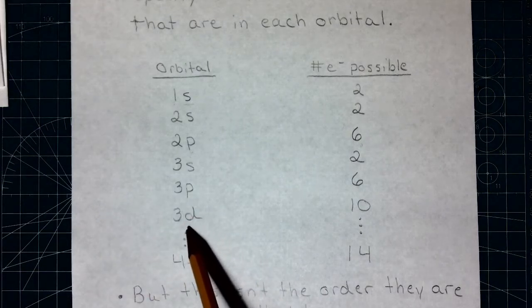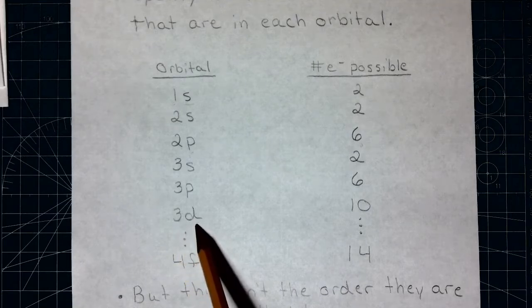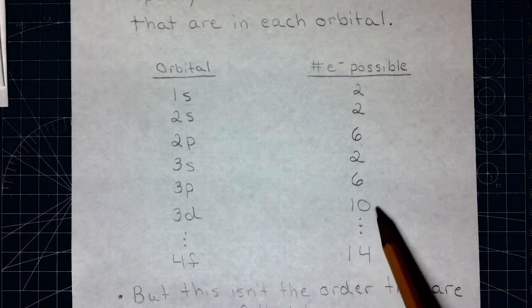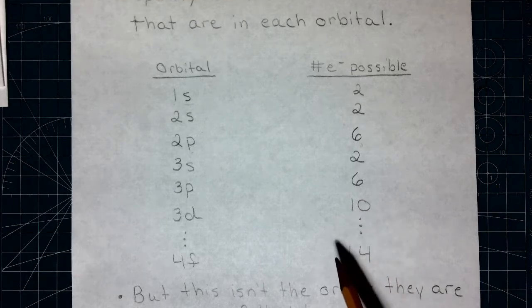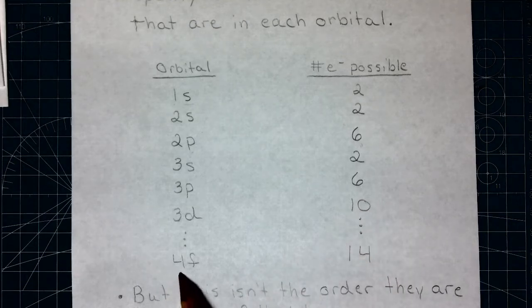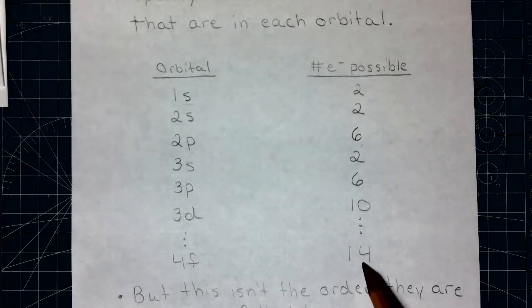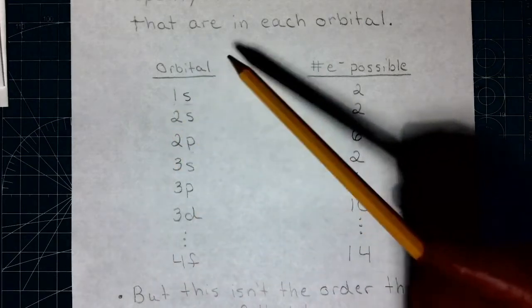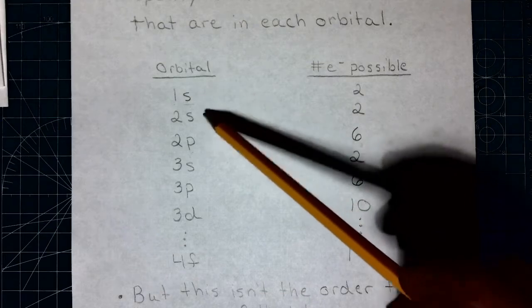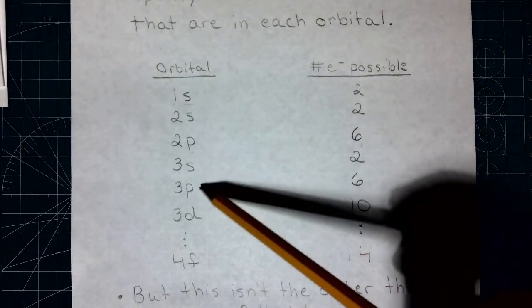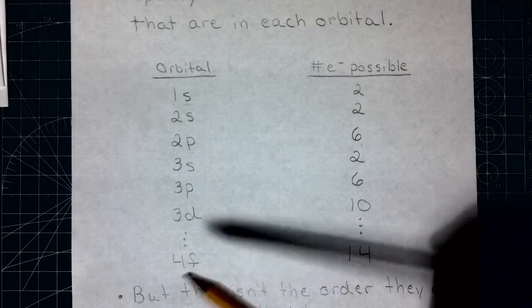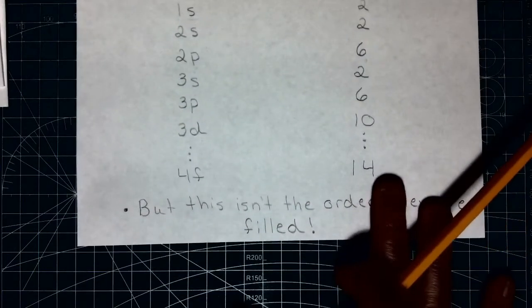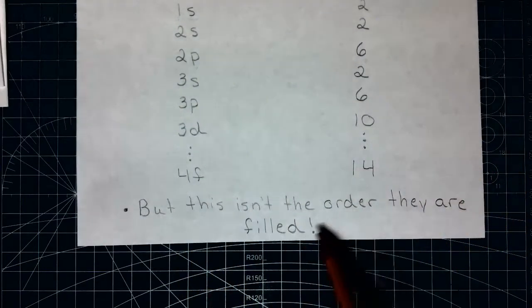If we skip ahead a little bit to 3d, we'll see that you can fit 10 electrons in it. And then skipping even further ahead to 4f, we can see that you can have 14 electrons in the 4f orbitals. Now it would be really convenient, once again, if things just filled in according to this sort of scheme, but in fact this is not how they're filled.